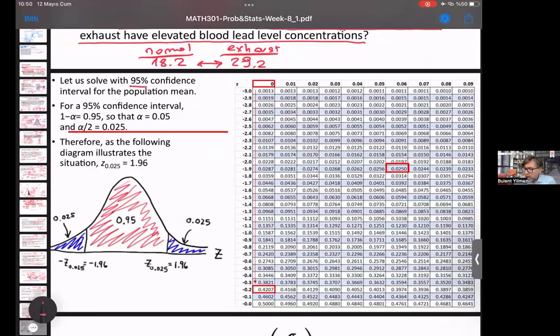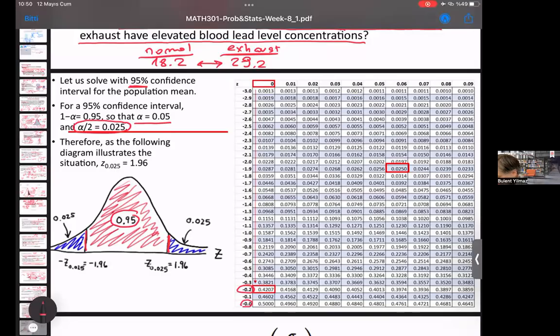In the question, I'm going to give you 95% confidence. What does it mean? If I have 95% confidence, then alpha is 0.05. So 95% of the time, I will have my values in this range. Each tail has probability 0.025, somewhere in this region of the table.